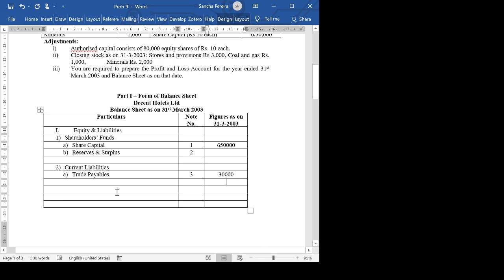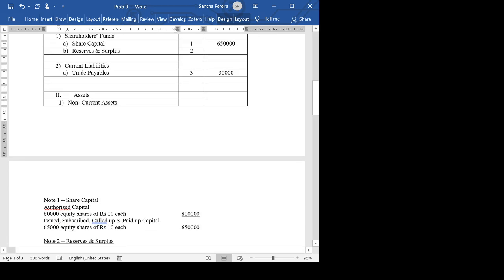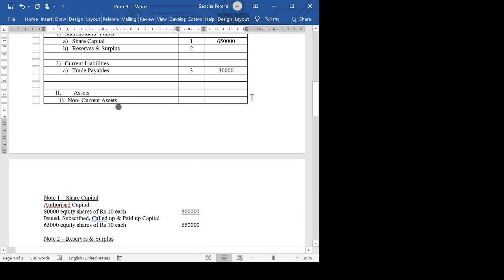Okay. Now moving on to the assets part. We have assets. Under assets, the first thing that we have is non-current assets. And under non-current assets, columns here.